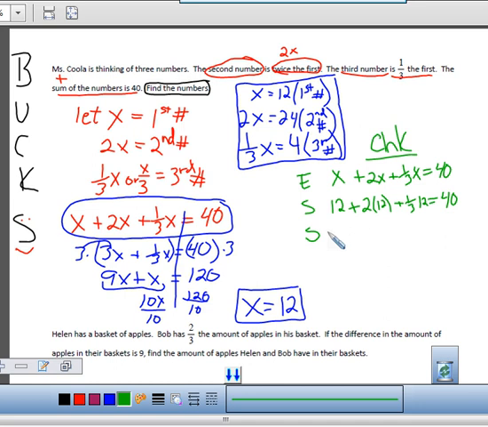So obviously, we have 12 plus 24, and then if you do 1/3 times 12, you'll find that that's 4. It's 40. 12 plus 24 is 36. And 36 plus 4 is 40. This checks, everything is done, I showed all my work, everything's beautiful, nice job, let's move on to the next one. If you need a second to copy it down, hit pause, because I'm about to clear everything.